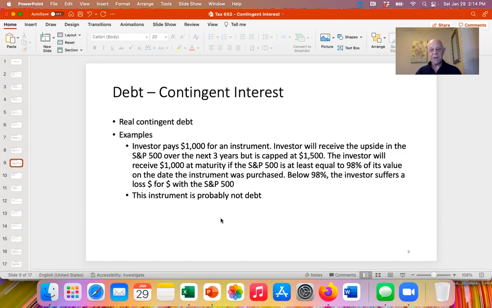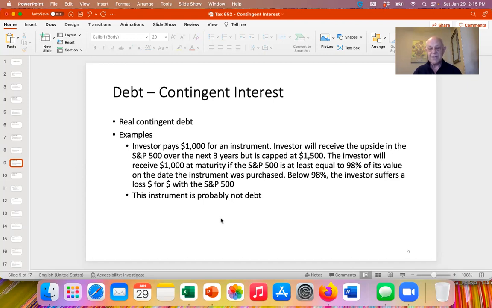Now we have an instrument where the investor again pays $1,000 for the instrument. And the investor is going to get the upside in the S&P 500 over the next 3 years, but it's capped at 1,500. So it doesn't matter how high the S&P goes up. The most the investor is going to get back is 50% more than they put in. The investor will receive $1,000 at maturity if the S&P 500 is at least equal to 98% of what it was on the day we entered into the transaction. So if the S&P goes down by 1 or 2%, the investor is still going to get back their $1,000.